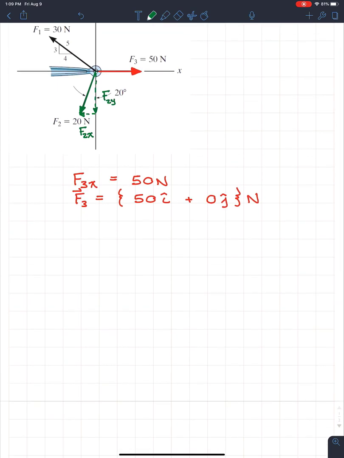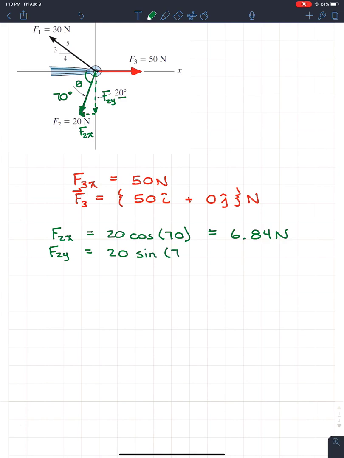To find these components, there's 2 things you can do. One, as you guys know from the last tutorial, I like to use my angle with the x-axis, that theta. Or you can do it with the 20 degrees. Either way works, but I'm going to use the theta, which is going to be 70 degrees in this case. So F2x is equal to the magnitude, 20 newtons times the cosine of 70 degrees. Once we type that in, we'll find that F2x is 6.84 newtons. We can do the same thing for F2y. F2y is going to be 20 times the sine of 70. And when we type all of that in, we get 18.79 newtons.